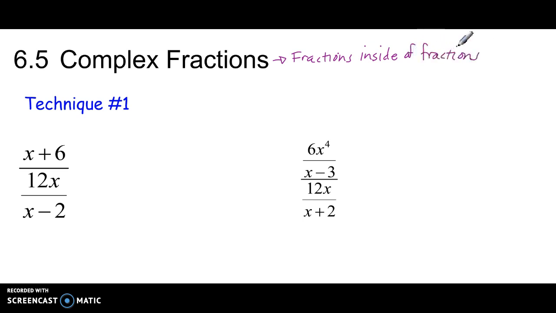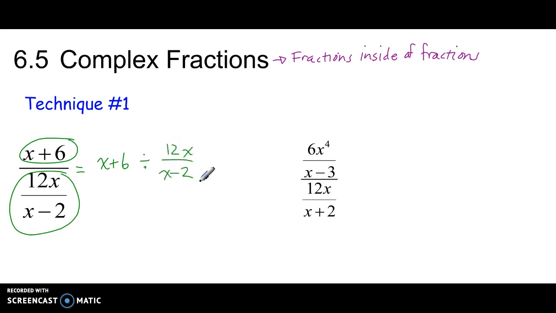So what that means is, in a situation like this one we have over here on the left, you have a numerator that's x plus 6, but then you have a denominator that's 12x over x minus 2. In other words, what you're looking at here is this divided by this. And our first technique for working out a complex fraction, simplifying it down into simplest form, involves writing it exactly like this. Instead of writing it as a numerator-denominator, write it as a division problem of one thing divided by another thing. And the reason why that's a good idea is we know how to divide fractions.